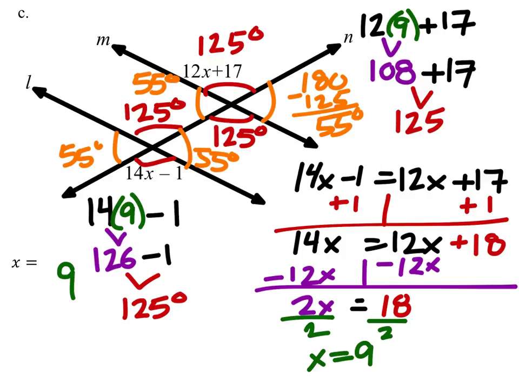We're going to look at those special angle relationships that we talked about last time, but now the transversal is going through two parallel lines like you see in this diagram.